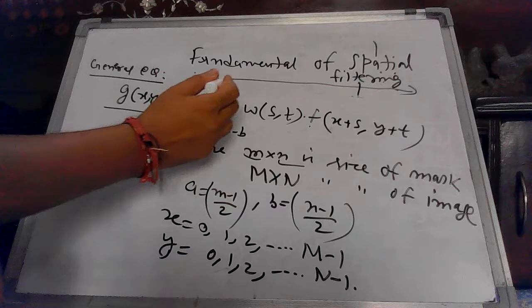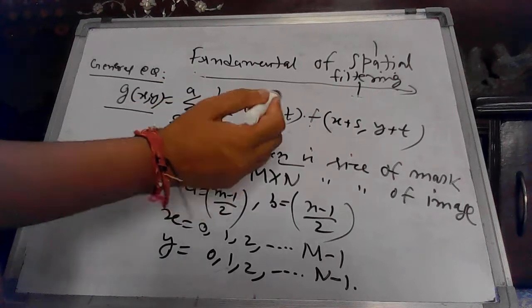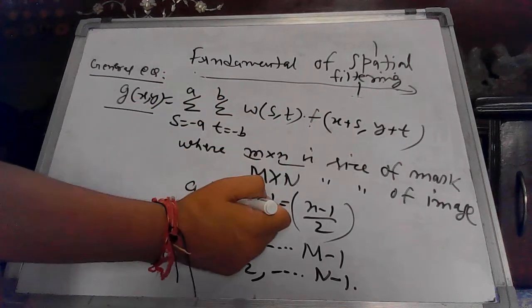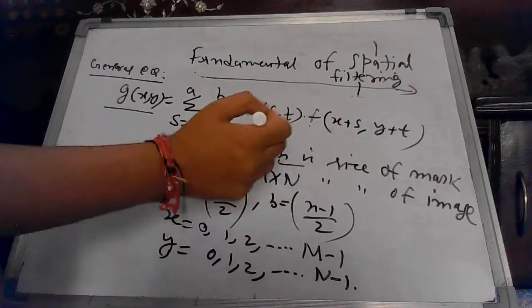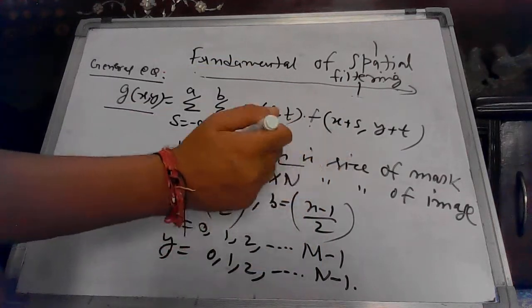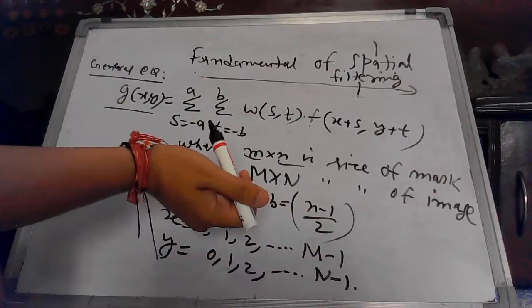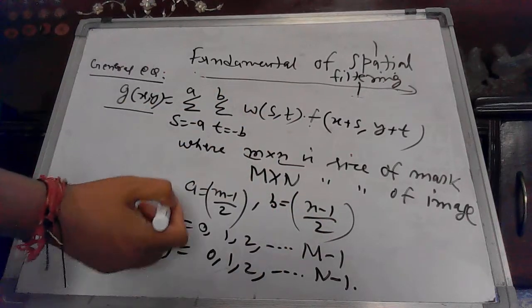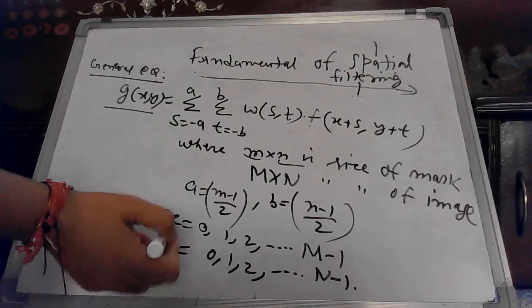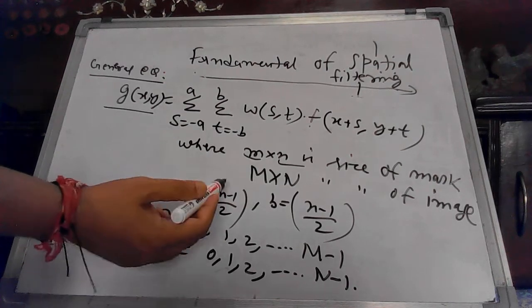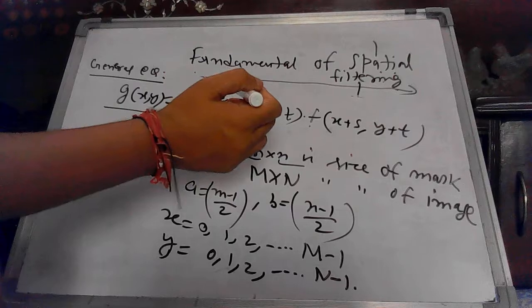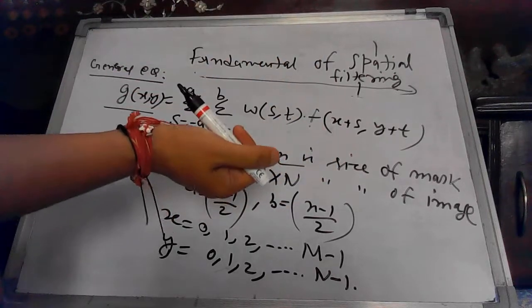And a and b are basically nothing but a is m minus 1 by 2, where m cross n is the size of the mask, as already told to you, and b is n minus 1 by 2. Okay, and x and y are the representation of your original image, and small m and small n are the representation of the size of the mask.